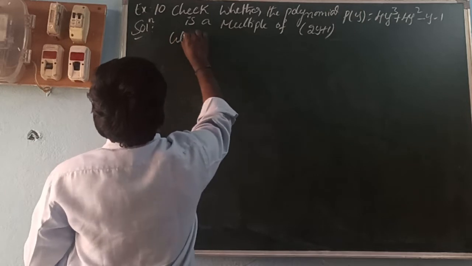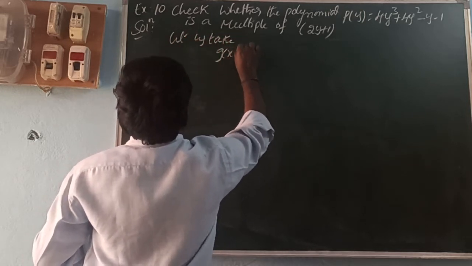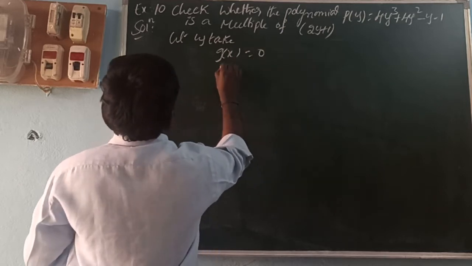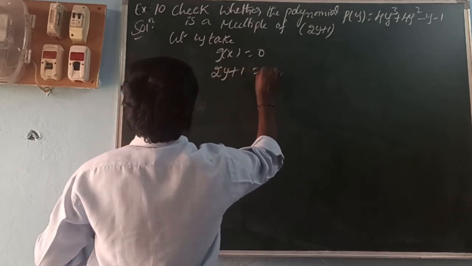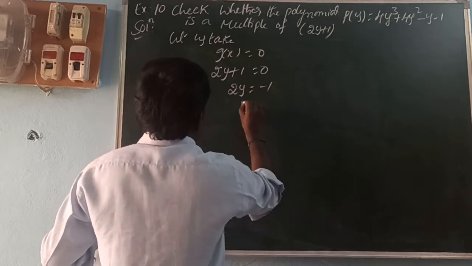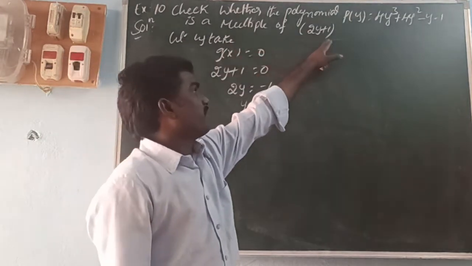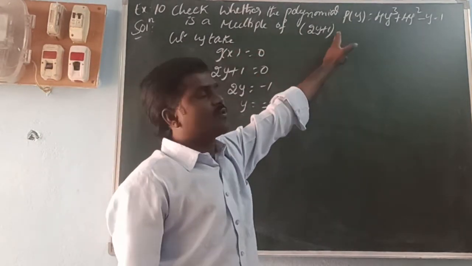Let us take g of x is equal to 0. So 2y plus 1 is equal to 0. 2y plus 1, solving, 2y is equal to minus 1. Y is equal to minus 1 by 2. Here, is the polynomial a multiple of 2y plus 1?